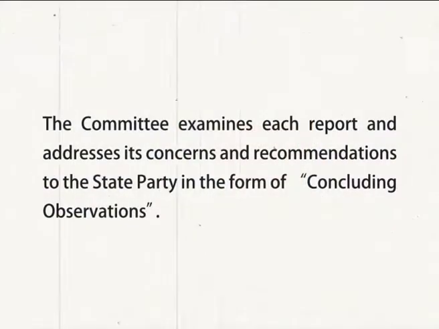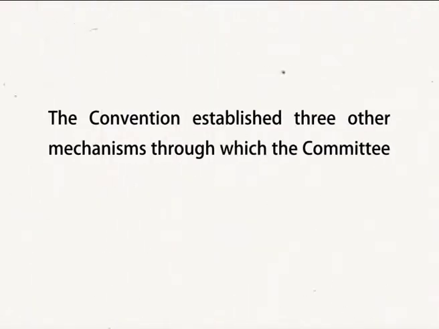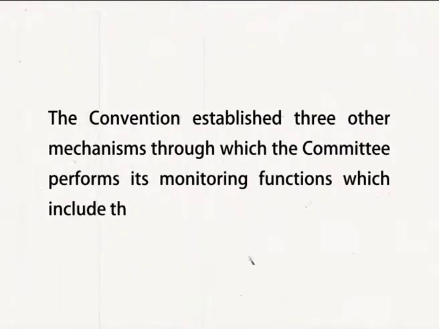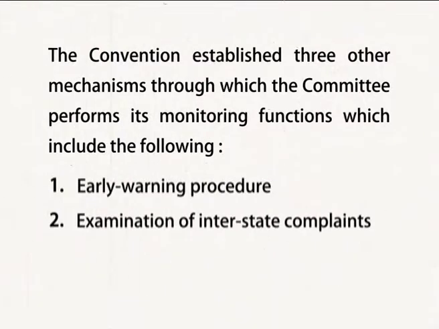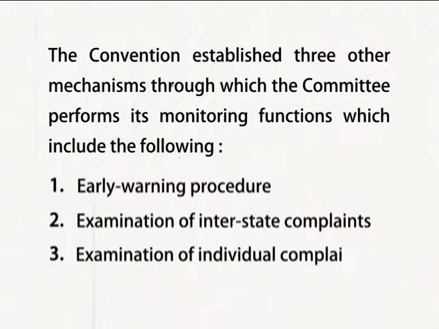All state parties are obliged to submit regular reports to the committee on how their rights are being implemented. States must report initially 1 year after acceding to the convention. The committee examines each report and addresses its concerns and recommendations to the state party in the form of what they call concluding observations. In addition to the reporting procedure, the convention establishes 3 other mechanisms through which the committee performs its monitoring functions, which include the following: early warning procedure, examination of interstate complaints, and examination of individual complaints.